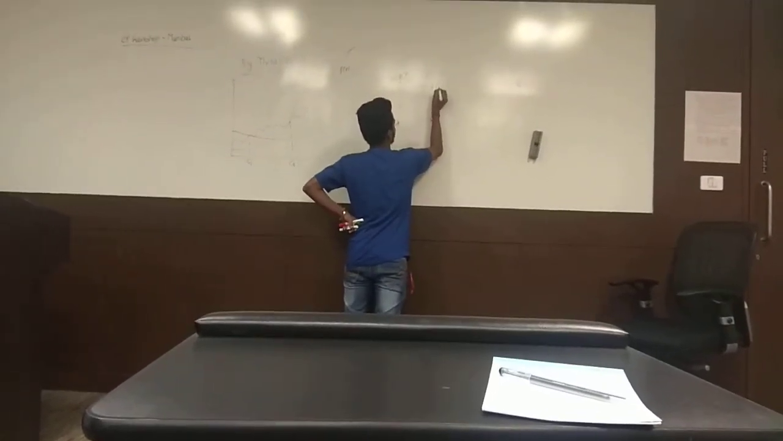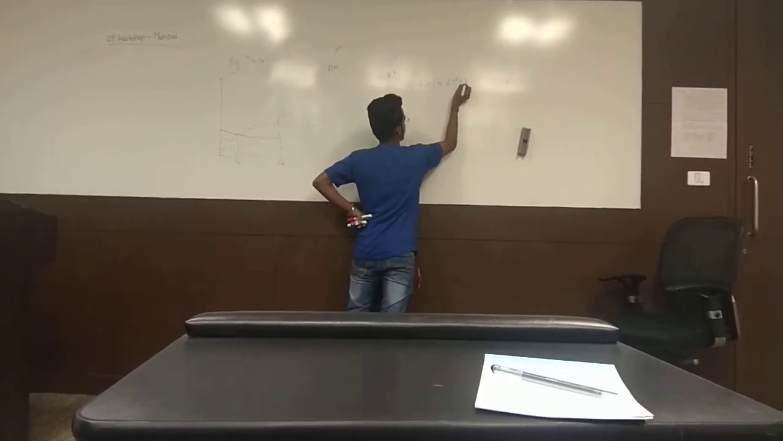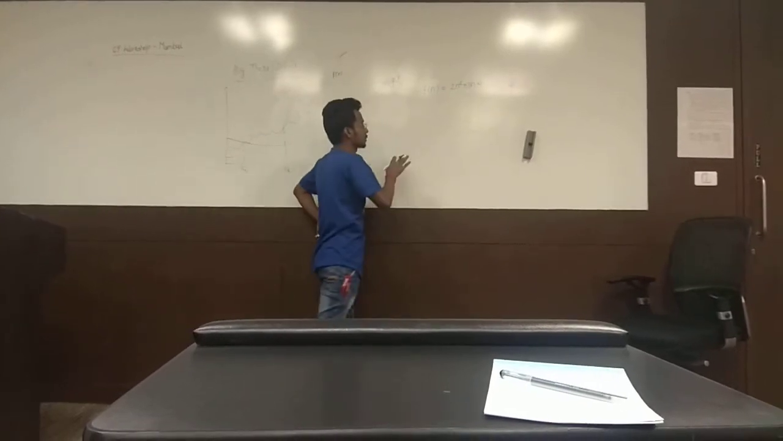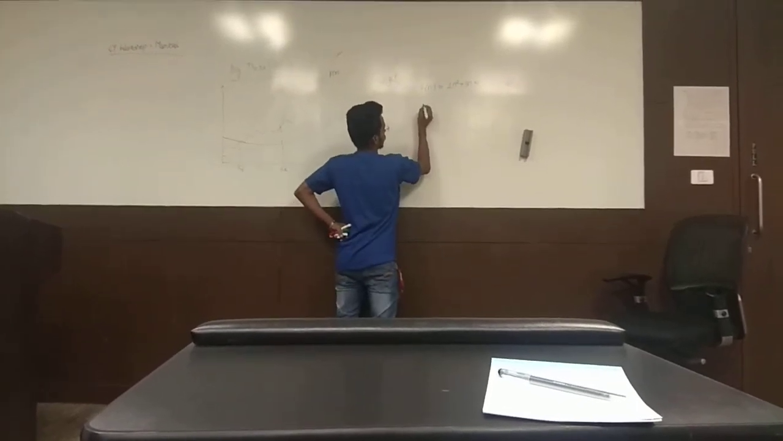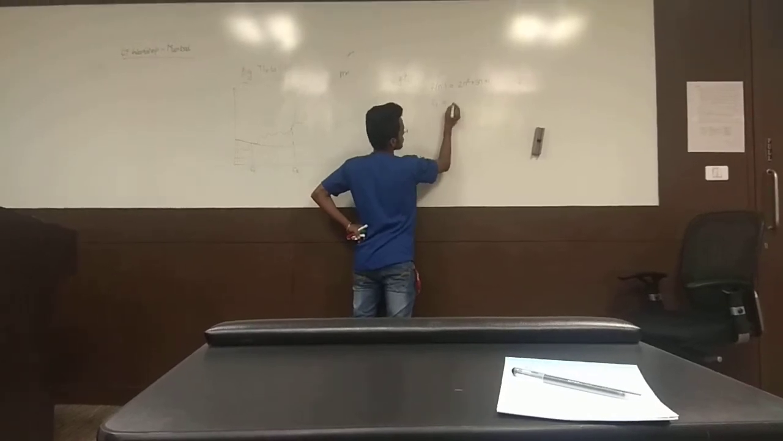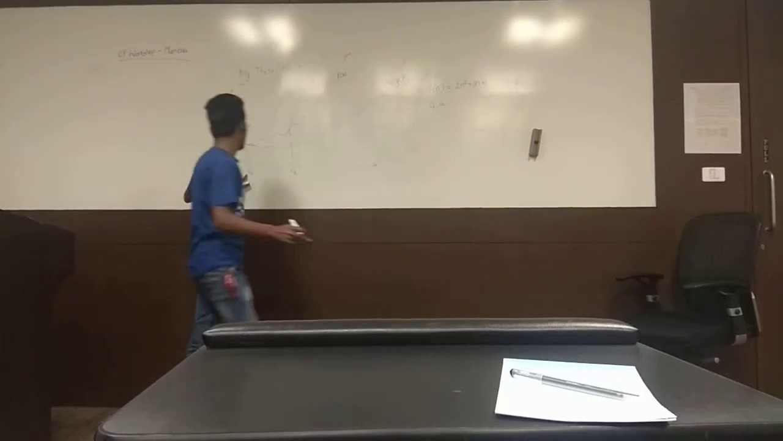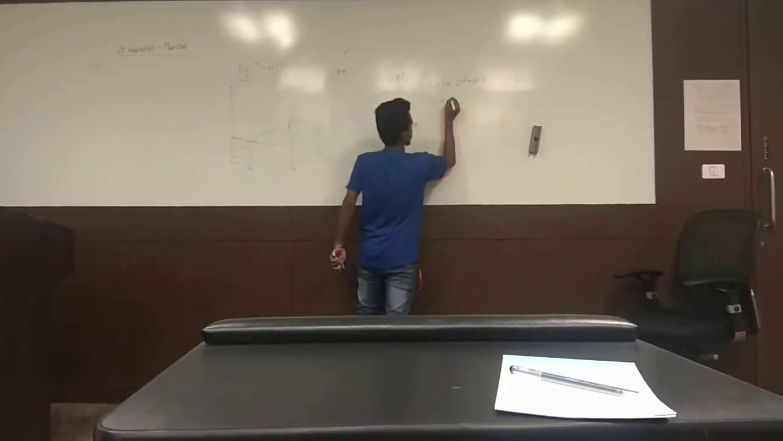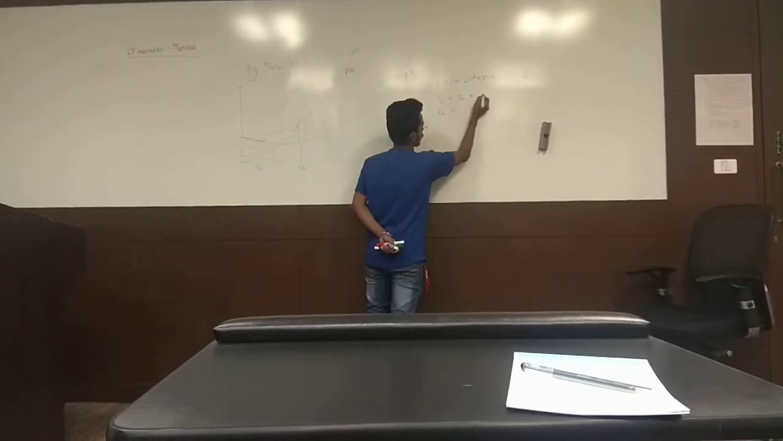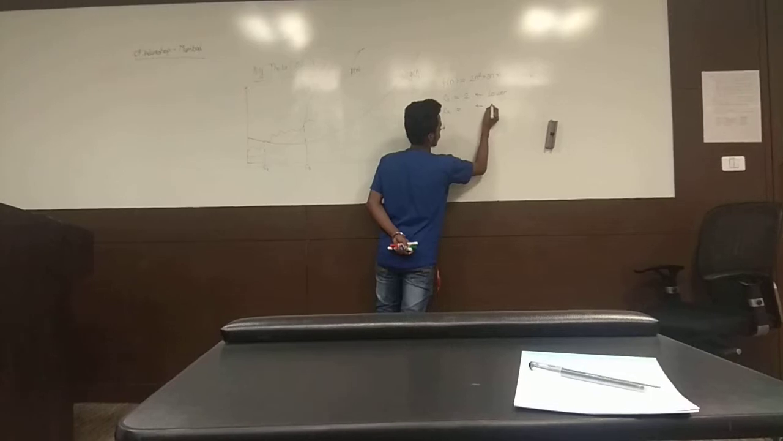f of n is 2n square plus 3n plus n or 1. So in this case you can consider c1 as something, it should be greater than that one, right? For c1 it should be greater than this one. So you can consider c1 as 2 and c2 as, this is for lower bound and this is for upper bound.